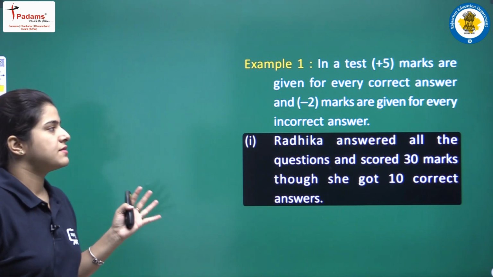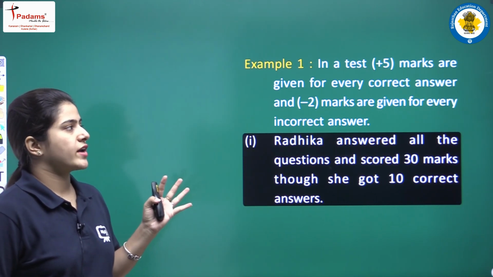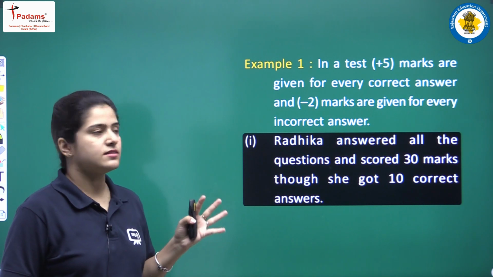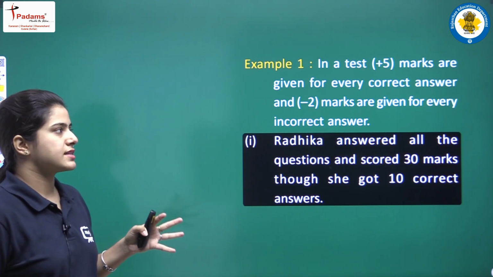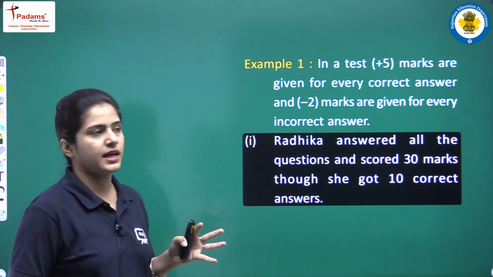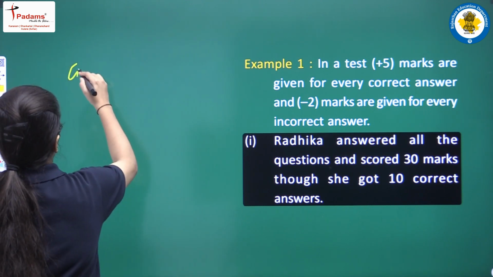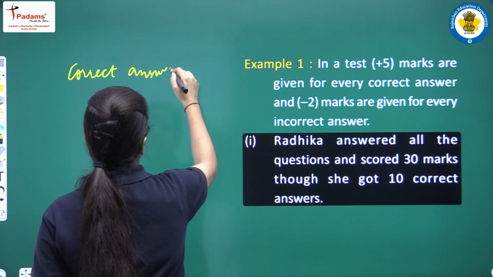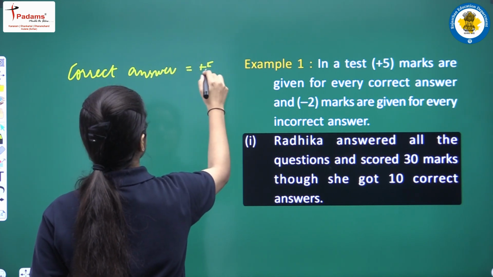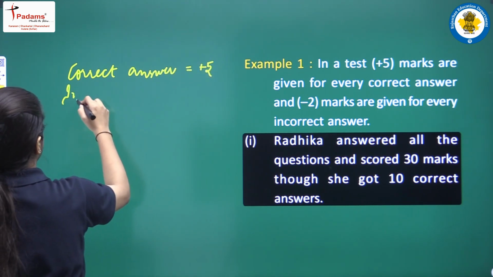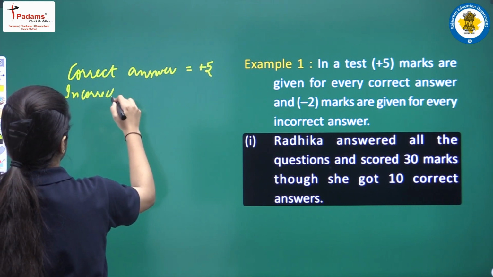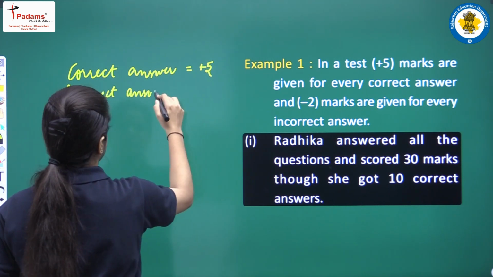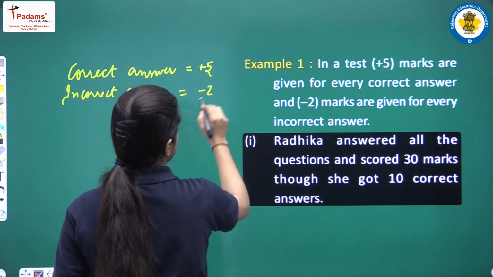First question says, in a test, plus 5 marks are given for every correct answer. Okay, and minus 2 marks are given for every incorrect answer. What it is all about? For every correct answer, you will be given plus 5 marks. Okay, and for every incorrect answer, you will be given minus 2 marks.